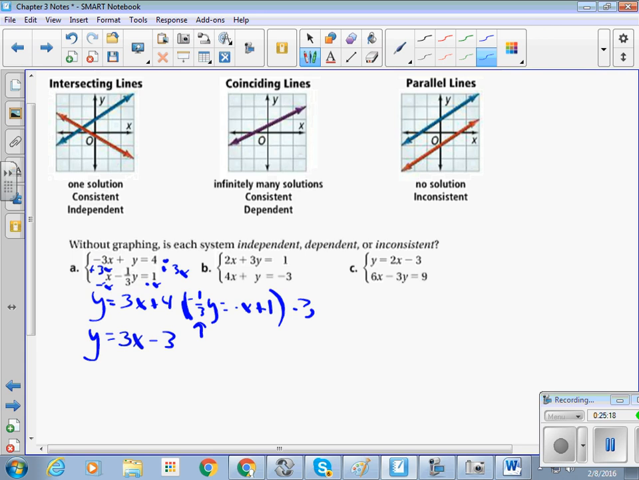So if I'm looking at A, my first equation is y equals 3x plus 4. My slope is 3. My y-intercept is 4. My second equation is y equals 3x minus 3. My slope is 3, and my y-intercept is negative 3. When your slopes are the same, your lines are parallel. If your lines are parallel, then you are inconsistent.